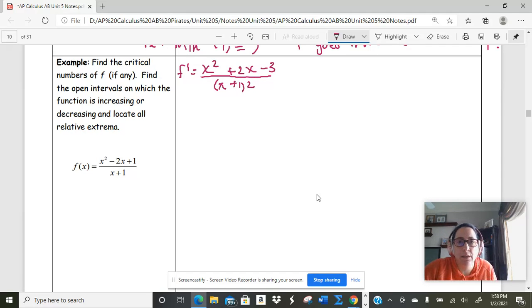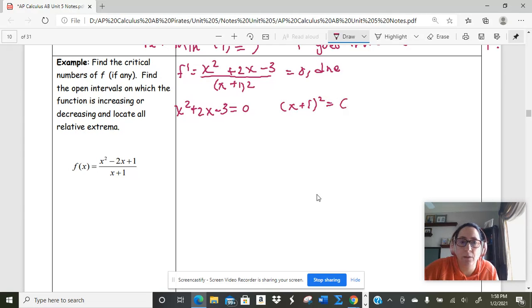Okay, so where does this equal 0 or DNE? Well, it's going to equal 0 when the top is 0, and it's going to equal DNE when the bottom is 0. So on this one, I'm going to see if it factors, which it does. And I get some critical values of -3 and 1. And then also over here, this happens twice, but -1. Okay, so those are all my critical values.